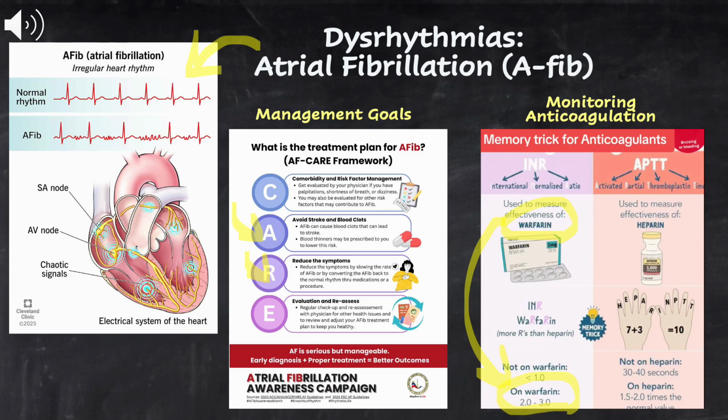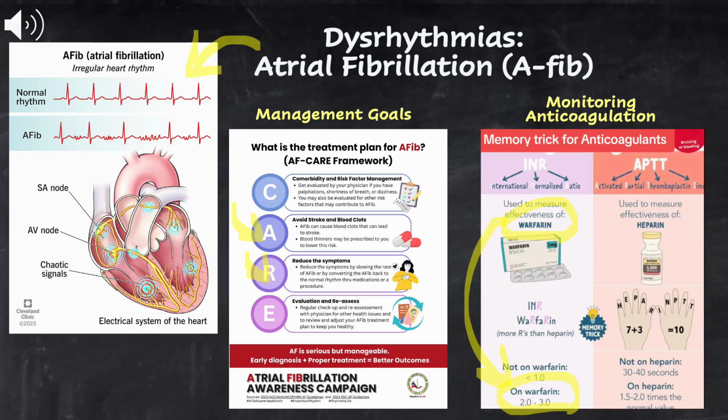Let's move on. This slide focuses on atrial fibrillation, or AFib, which is a common cardiac dysrhythmia with significant implications for cardiac output and stroke risk. We'll start with the management goals. In atrial fibrillation, the atria do not contract effectively, which leads to blood pooling and increases the risk for thrombus formation. At the same time, a rapid ventricular response can reduce ventricular filling time and lower cardiac output.